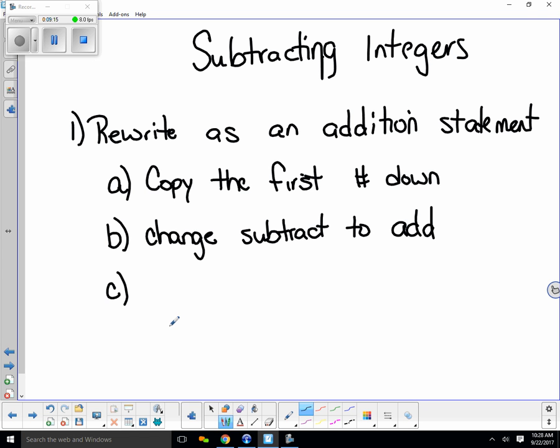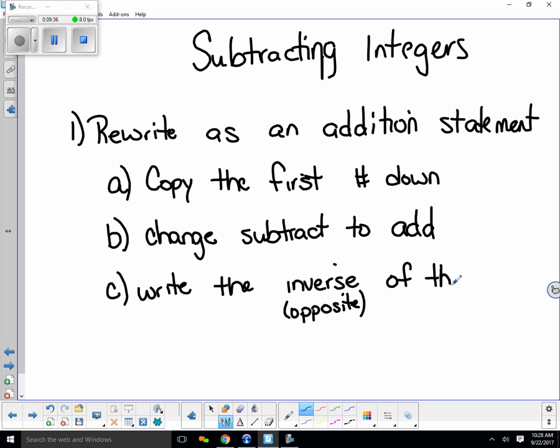Okay, we're going to go through one of these just in a minute, so you'll see the steps as we go, okay? And then third, you're going to write the inverse. And remember, inverse is opposite of the second number. And now we've rewritten it as an addition statement.